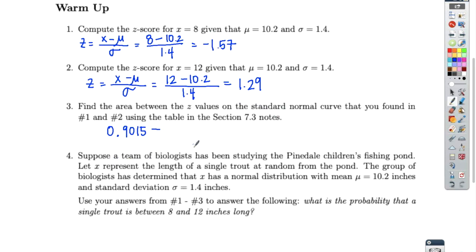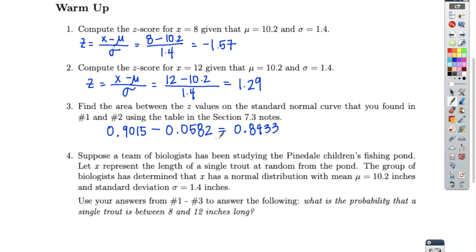Now, if you haven't done this, pause the video and get these two areas. Verify that you can get both of these. Hopefully you've gotten both of them on your own. The second one, the area for a z-score of negative 1.57 is 0.0582. And so the area between these values is just the larger one minus the smaller one, so I am getting 0.8433.